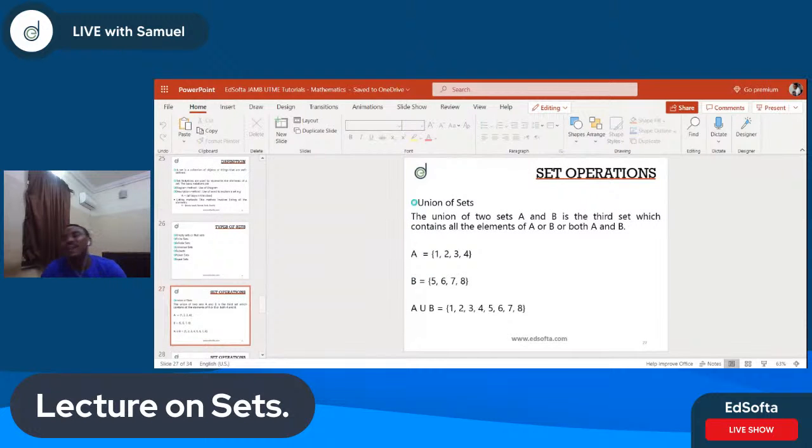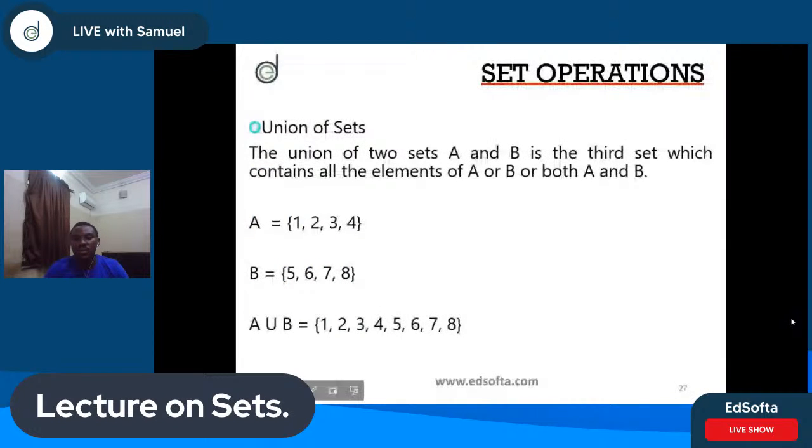So now we're going to be talking about operations on sets. What operates on sets? I don't really need the board for this. The first one we have here is the union of sets. The union of two sets A and B is the third set which contains all elements of A or B or both A and B.